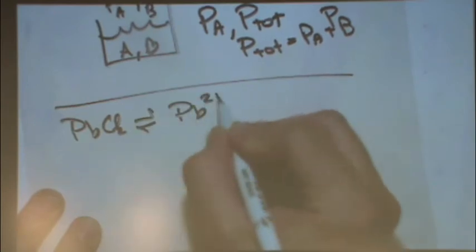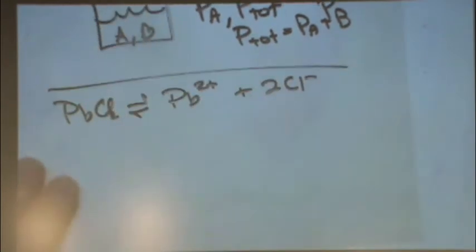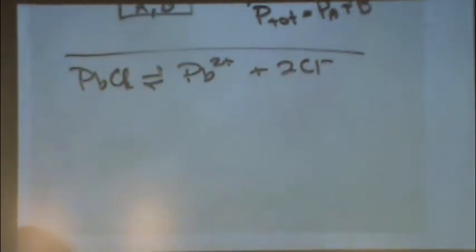Okay, practice exam, page 91, number 27B. Let me see if I can find that here. Okay. So I'm assuming you can do 27A. So let's write out this reaction. It's PbCl2. So you should be able to write that out for this kind of question.